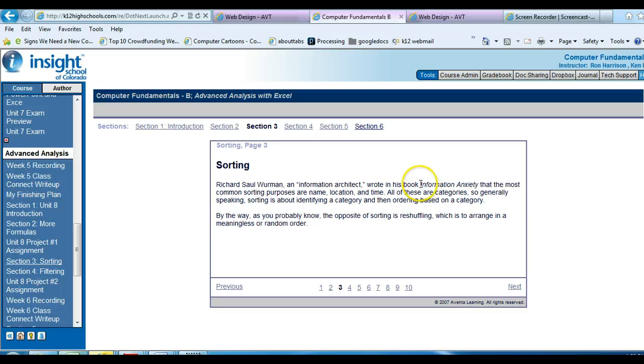Now here's a man, he wrote a book called Information Anxiety. That for most people we want to sort by the name, location, time, those different categories that we're used to.